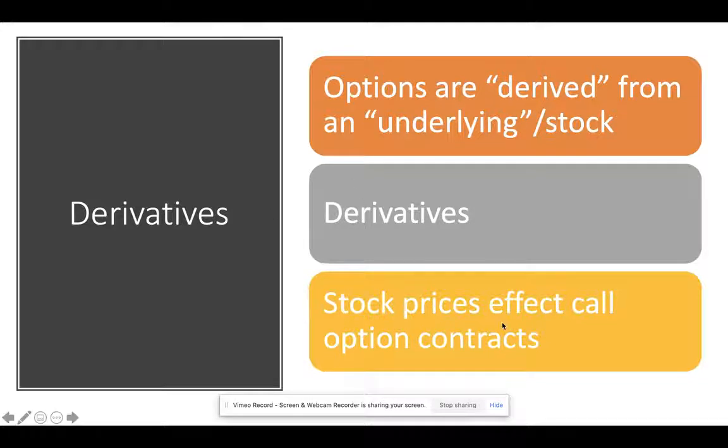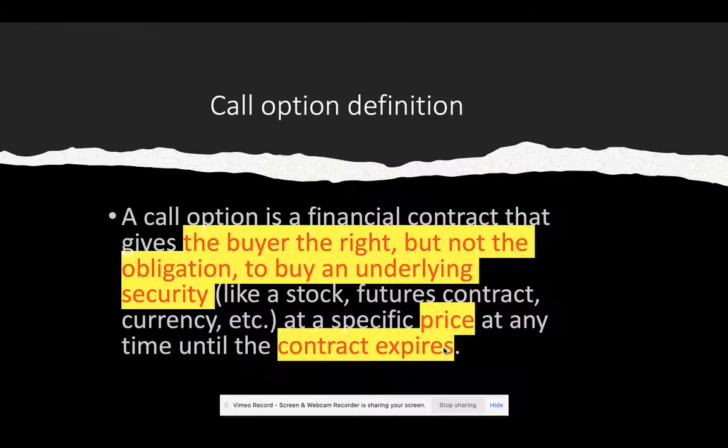And yeah, right here, stock prices affect call option contract prices, plus some other factors, like a couple of other ones I mentioned. Moving on. So here's the formal definition of a call option. A call option is a financial contract that gives the buyer the right but not the obligation to buy an underlying security like a stock, futures contract, currency, etc., at a specific price at any time until the contract expires. All right, so I highlighted these different things because we're going to focus on this part first.